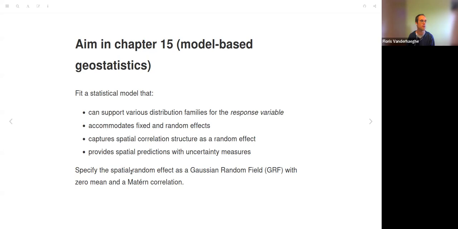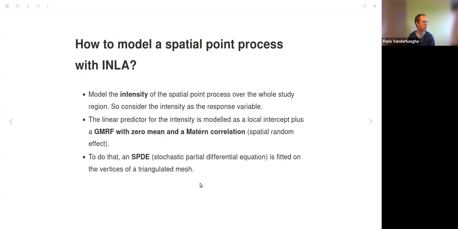There we specify the spatial random effect as a Gaussian random field with zero mean and a mid-term correlation. So many of these things will remain the same, but for a spatial point process, we are going to model the intensity. So not so much the events themselves, but the intensity, and we are going to do this over the whole study region. So this makes it more like a geostatistical response in the sense that you have some continuous response variable that you will predict everywhere.